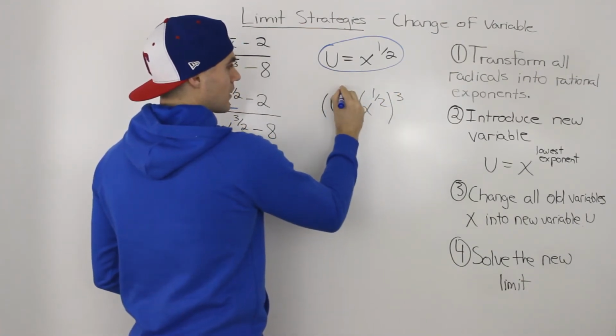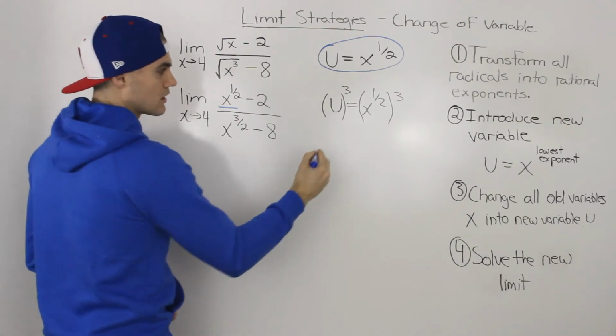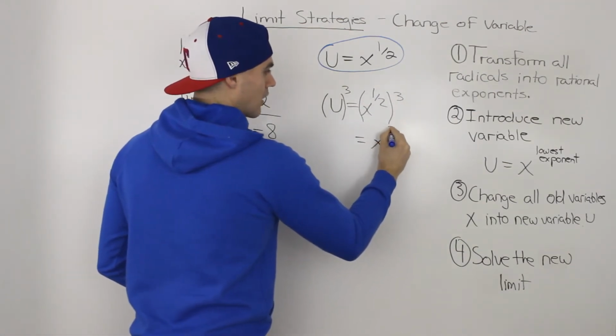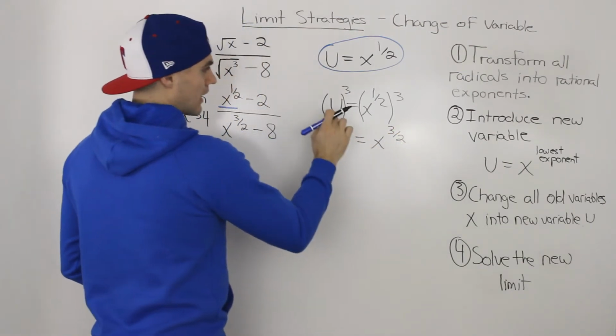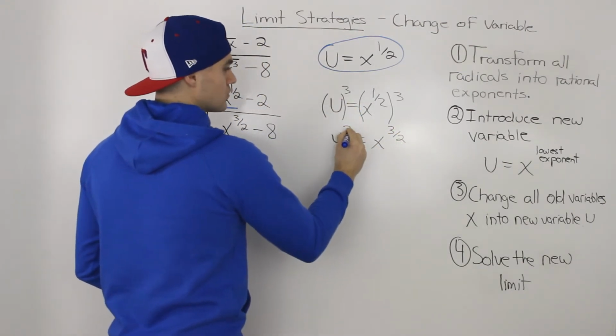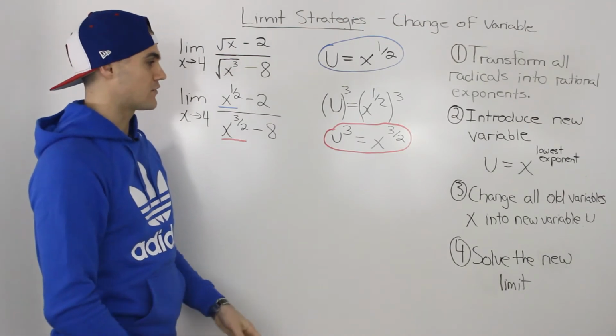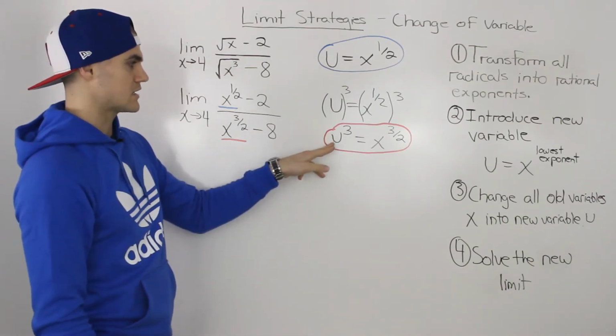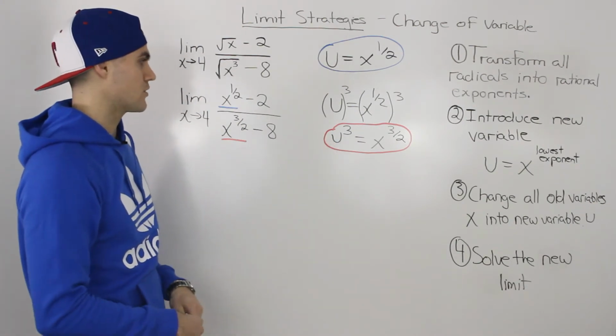Since we take the right side to the power of 3, we have to take the left side to the power of 3. And now notice how when we multiply these exponents, we get x to the power of 3 over 2, and then u to the power of 3 is just u cubed. So now we have an expression for x to the power of 3 over 2, and that's equal to u to the power of 3.